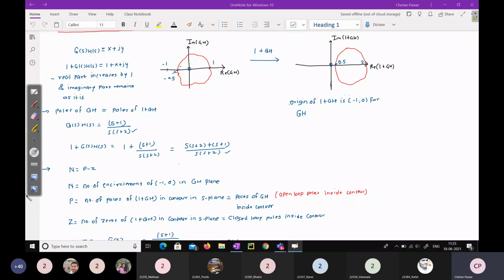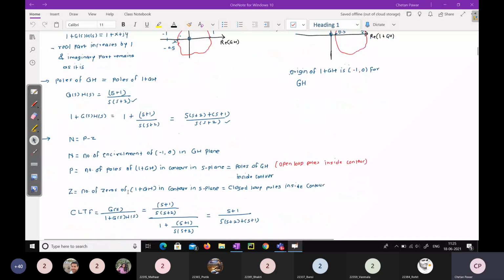And if you see Z here, number of zeros of 1 plus GH, that will be equal to the closed loop pole inside the contour. So how are these two equal? Let us see this closed loop transfer function. What is a closed loop transfer function? G of S upon 1 plus G(S) into H(S). Okay. So if you solve this, you will get that the closed loop poles are equal to the zeros of 1 plus GH(S).